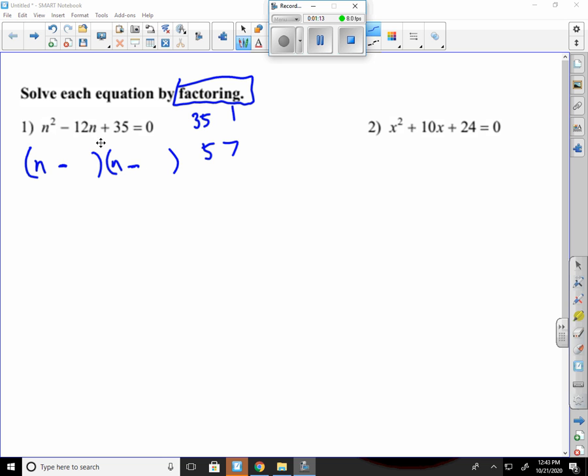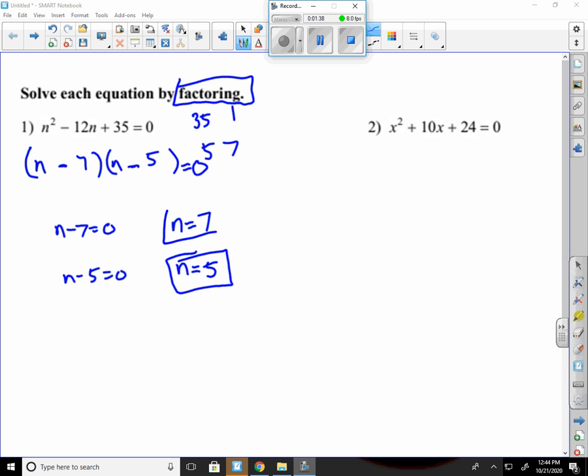Okay, so now this is n minus 7 and n minus 5. Set that equal to 0. n minus 7 equals 0, and n minus 5 equals 0. Solve this by adding the 7 over. n equals 7. Solve the bottom one by adding the 5 over. n equals 5. And we're done with those ones.